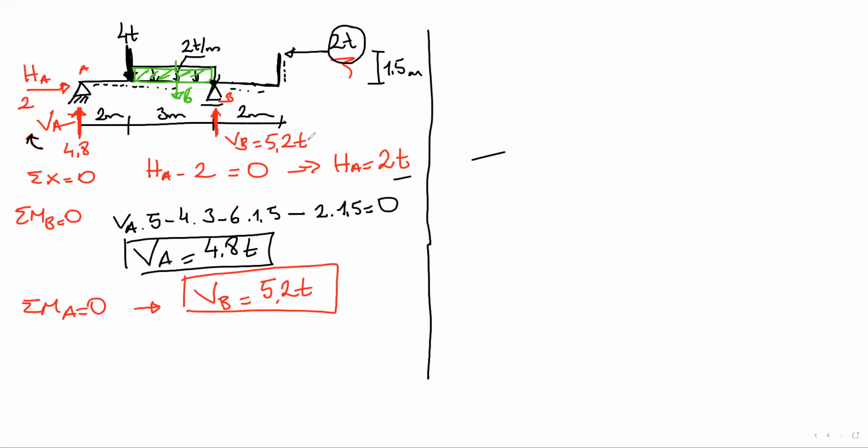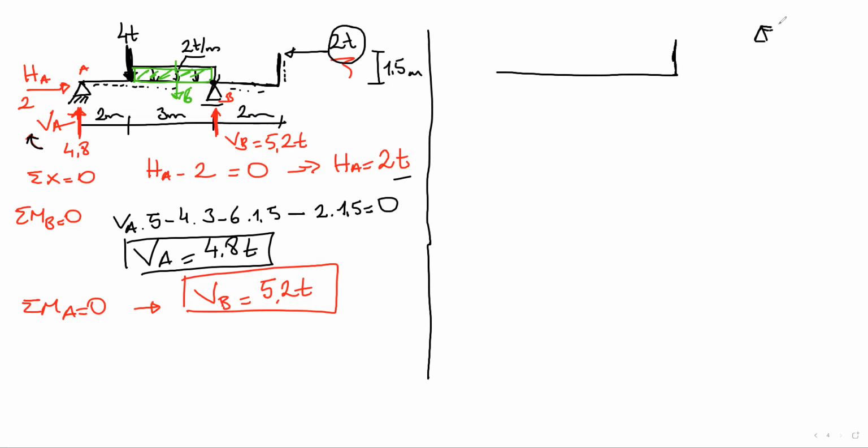Now let's draw the internal force diagrams. The first one is the axial force diagram, and our structural system is like this. What is the axial force at the start point, point A? There is an axial force, but we don't know if it's positive or negative. Let me check it.